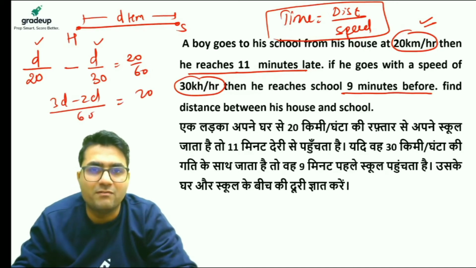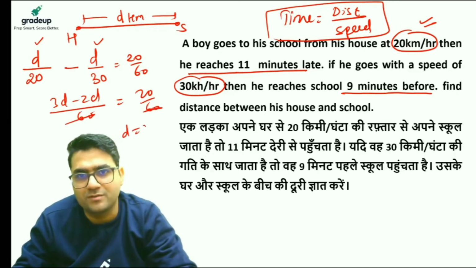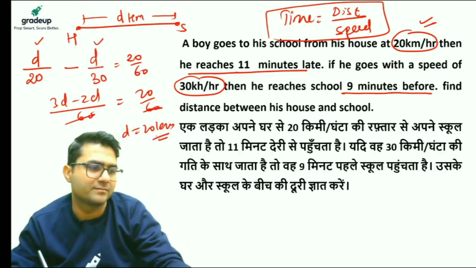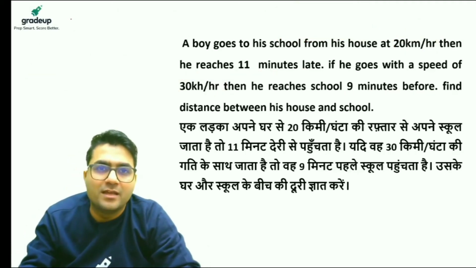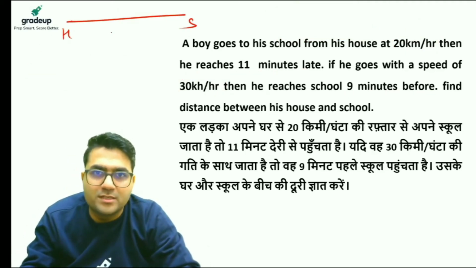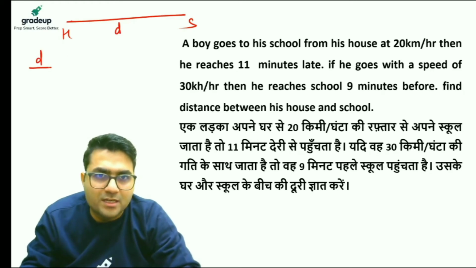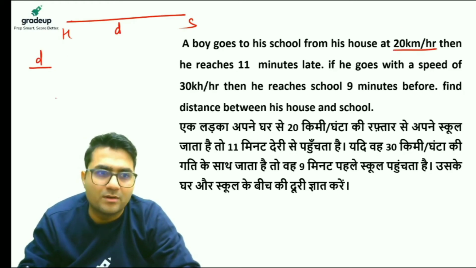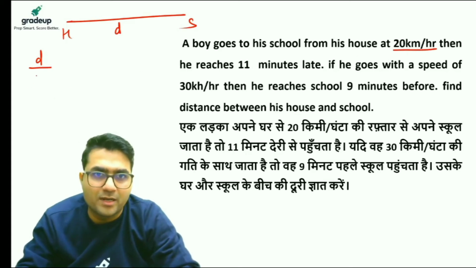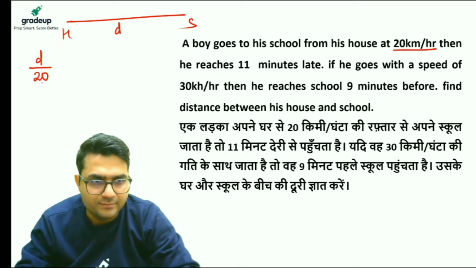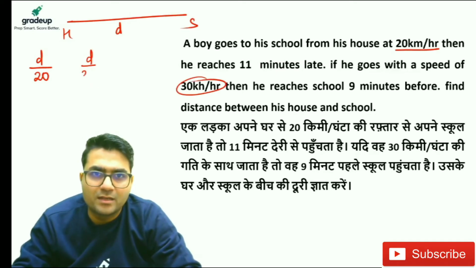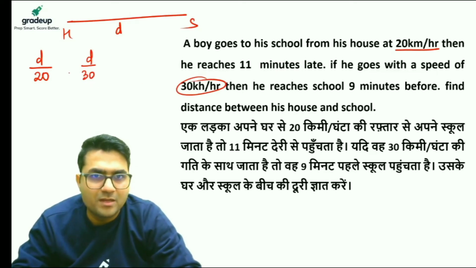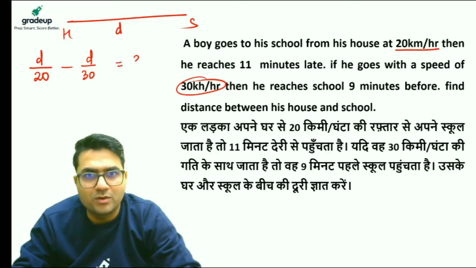This is a very easy question. Listen again, my dear students. If the distance between house and school is d kilometers, and this d kilometers is covered by the person with the speed of 20 km per hour, then this person will take d by 20 hours. If the same person covers the same distance with 30 km per hour, then the person will take d by 30 time. The duration between these two timings is 20 minutes.